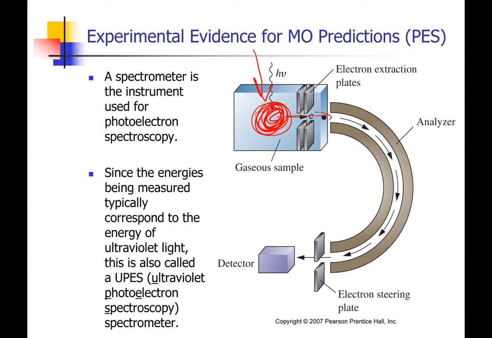Now, the wavelengths of energy that actually eject an electron completely out of a molecule tend to be ultraviolet. It usually takes more energy than just visible light in order to do that. And so this experimental apparatus is often called a UPES, for ultraviolet photoelectron spectroscopy. I'm just going to stick to talking about photoelectron spectroscopy in general, rather than adding the word ultraviolet at the front every time I need to say the word.